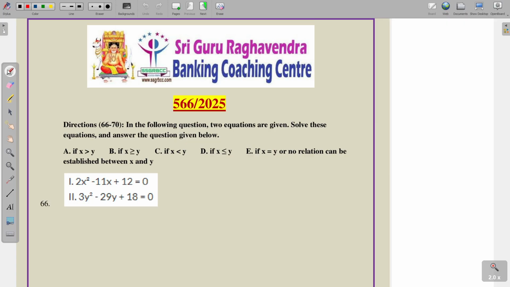First question, 2x² minus 11x plus 12. It is a quadratic equation, minus 11x plus 12 means 8x minus 3x plus 12 equal to 0. In that, x is equal to 8 by 2, it is 4, and 3 by 2, it is 1.5. These are the x values.